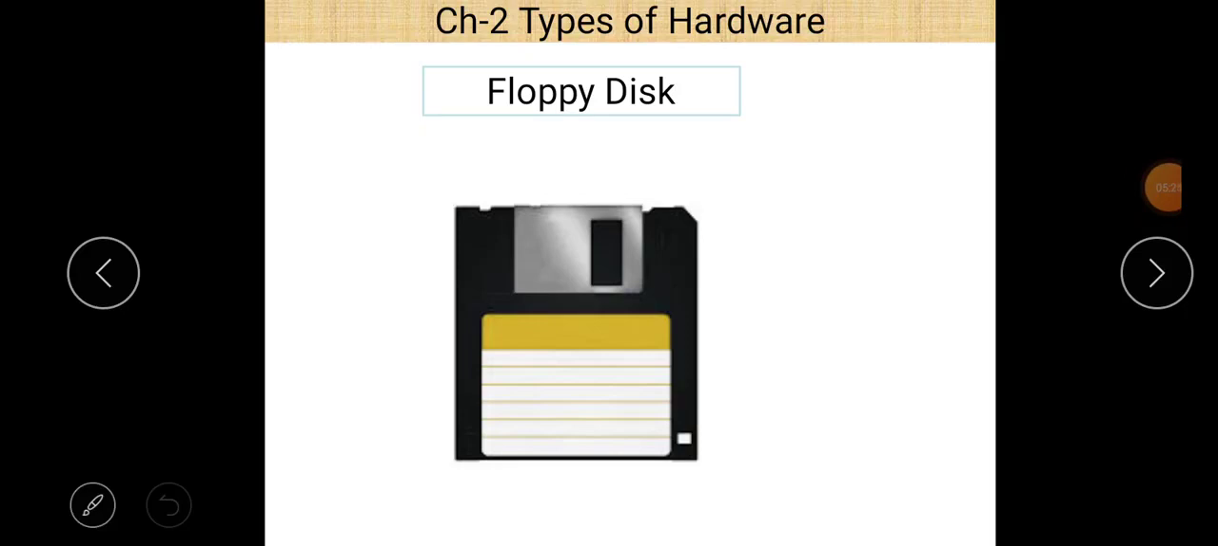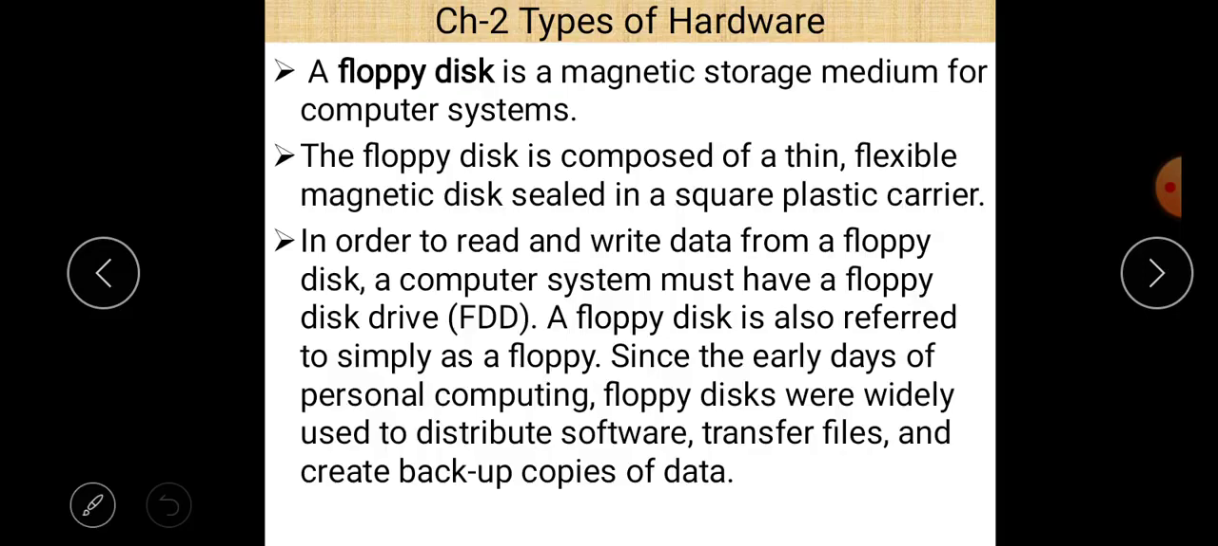Now let's talk about them one by one. First of all, floppy disk. This is a secondary storage device, and this is the diagram of a floppy disk. Now it is outdated. Before the use of CD and DVD, floppy disks were the most used secondary storage device, in which data can be stored up to 1.4 MB. And it is very small. So a floppy disk is basically a magnetic storage medium for computer systems.